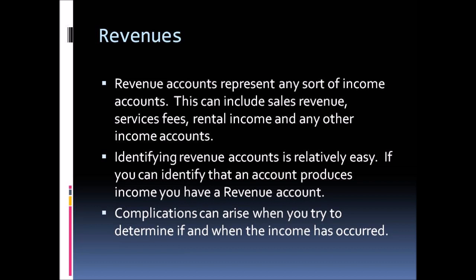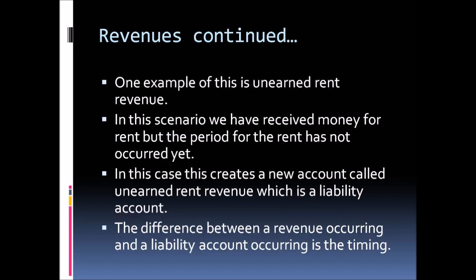One example of this is unearned rent revenue. In this scenario, we have received money for rent, but the period for the rent has not occurred yet. An example of this is if I receive $500 this month, but it is for the rent for next month. So, in this case, this creates a new account called unearned rent revenue, which is a liability account. So the difference between a revenue occurring and a liability account occurring is the timing.